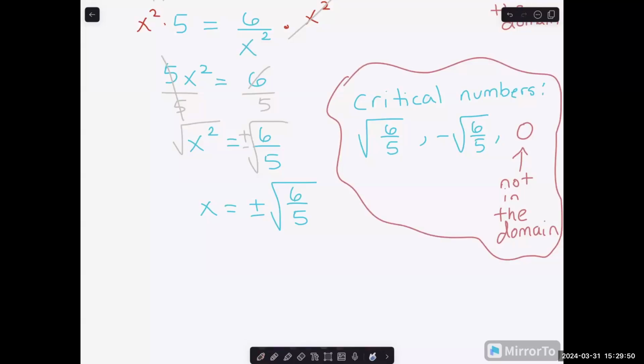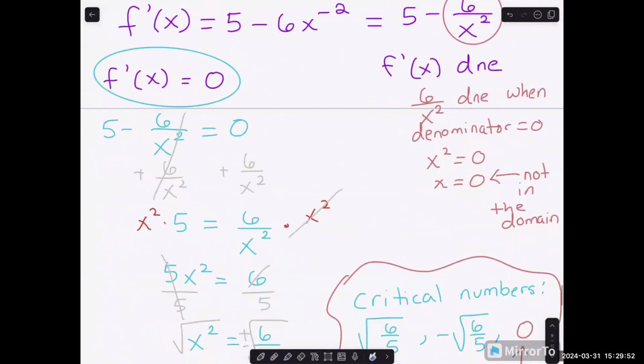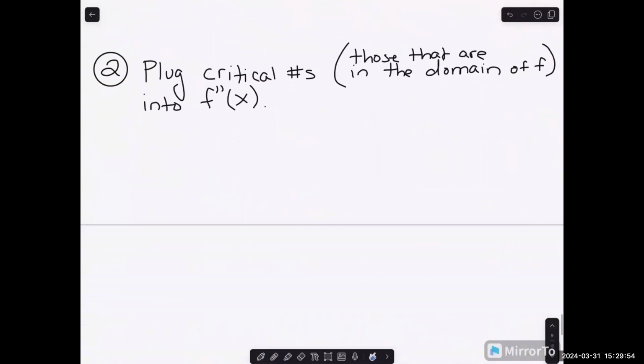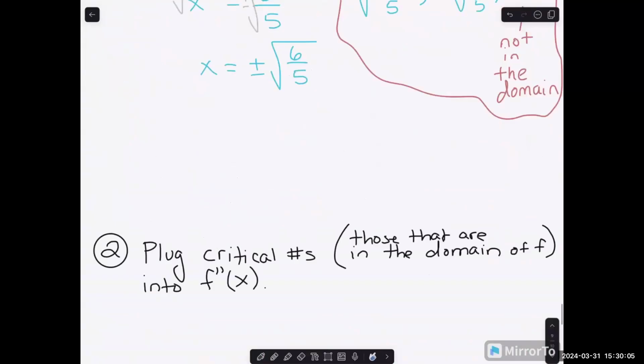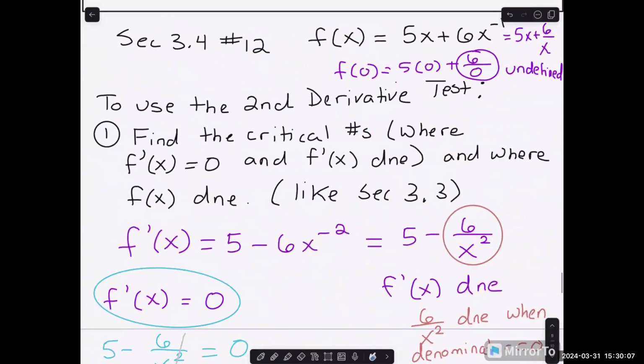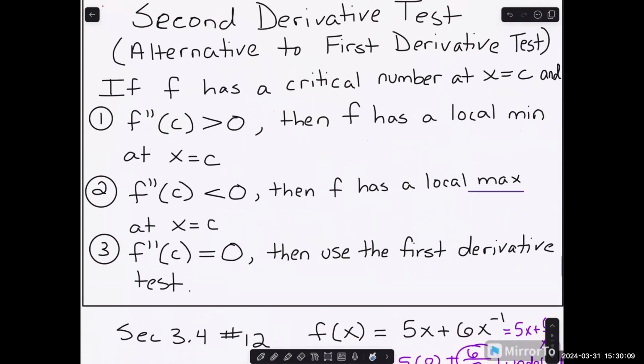And so now we'll go ahead and do the second step, which is to plug the critical numbers, those that are actually in the domain of f, into f double prime of x. So whatever you get for your critical numbers, plug them into your second derivative. And that's the process of using the second derivative test.